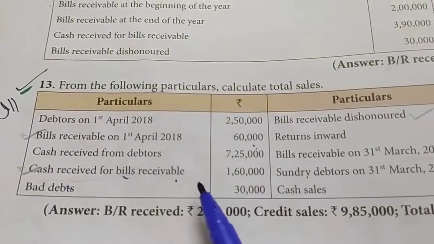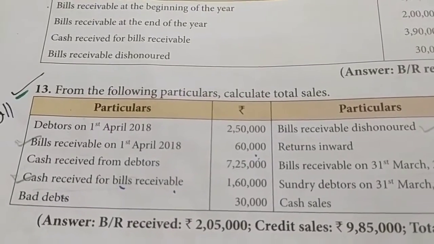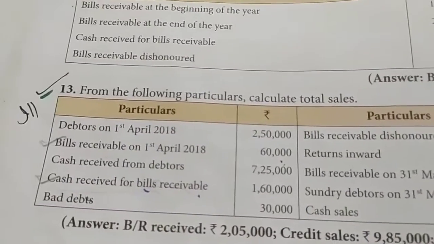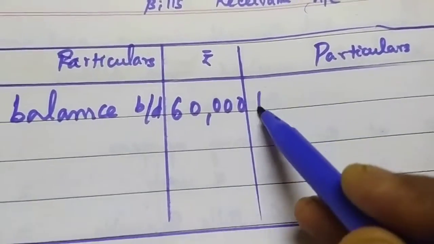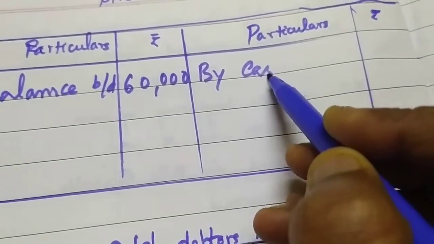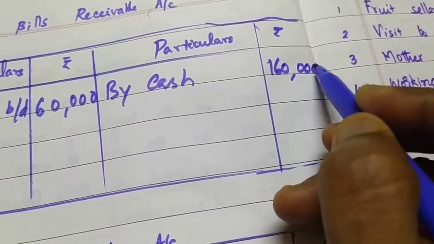Next transaction given is cash received for bills receivable. We know which side it will appear, credit side. How we have to write? By cash, 1,60,000. So writing it on the credit side, by cash 1,60,000. This is by cash account.